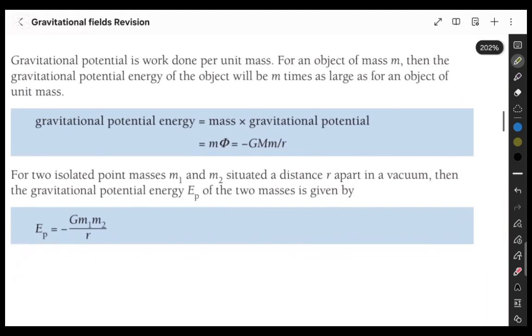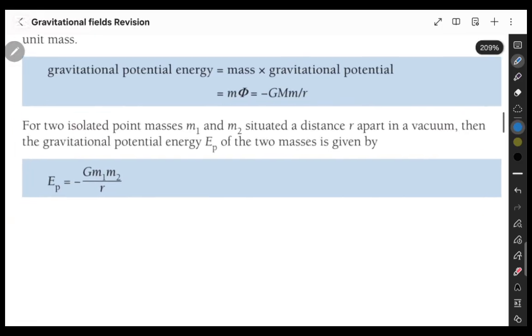Now look at this very carefully. The gravitational potential is the work done per unit mass. So it's a property of space, a property of that point in space. Now, for an object of mass m, the gravitational potential energy will be m times as large as for an object of unit mass. So basically they're saying that the gravitational potential energy is the mass times the gravitational potential.